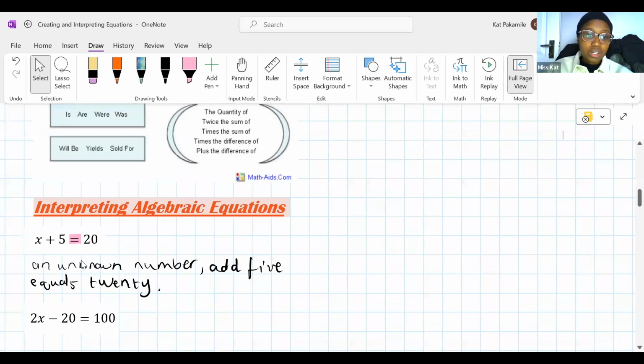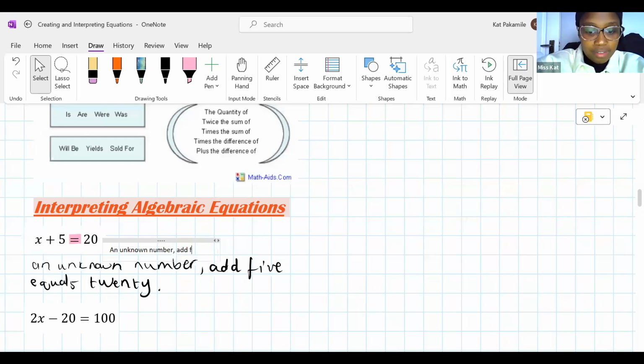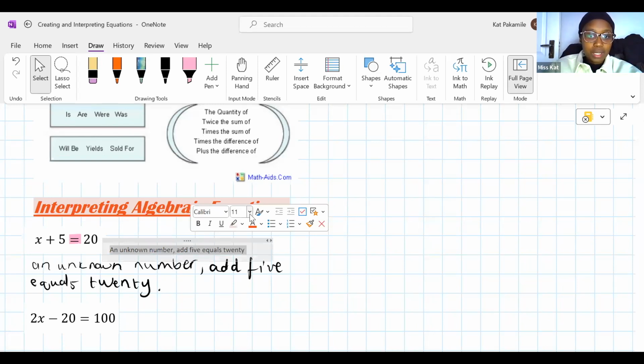I think I'm actually going to type these so that it's easier to see. Let's put it down here. An unknown number, add 5 equals 20. That's what he said. Then I'm going to increase the size for us so you can see it. Okay, is that better? I hope so. This is what the first suggestion was.